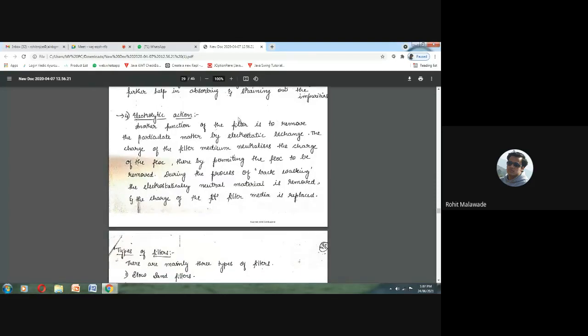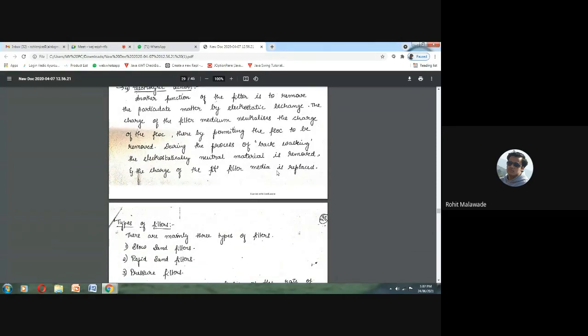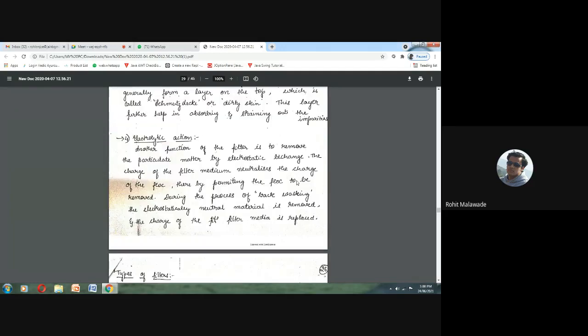Electrolytic action: another function of the filter is to remove the particulate matter by electrostatic exchange, or we call it flocculation, that we have already studied in coagulation sedimentation. During the process of backwashing, they are going to be electrostatically neutralized, change the filter media, and then get removed.